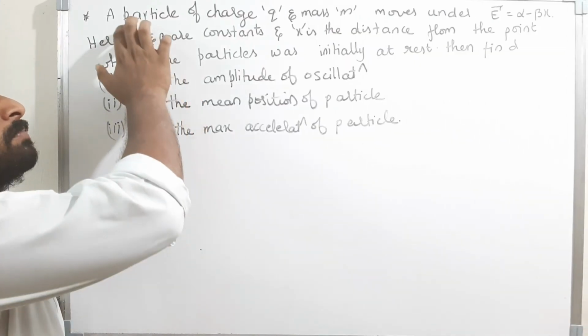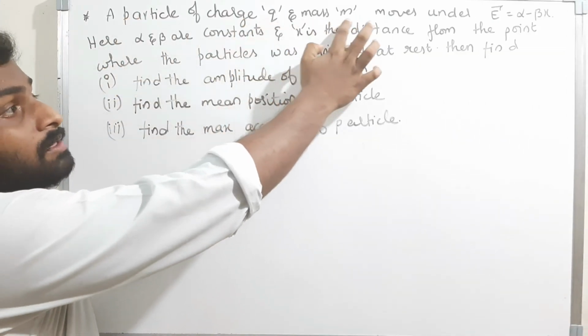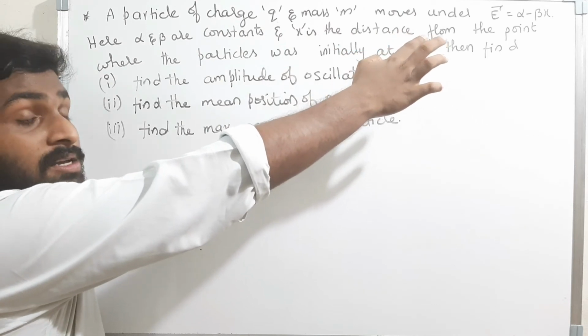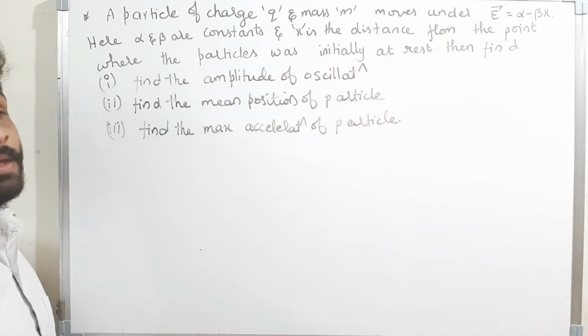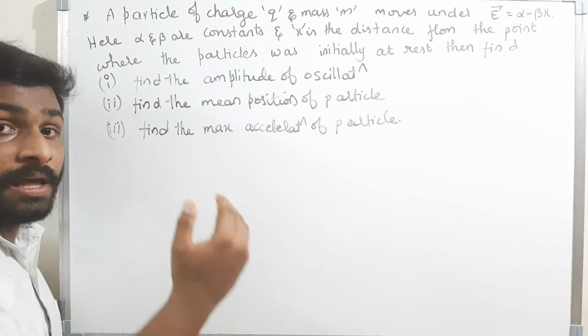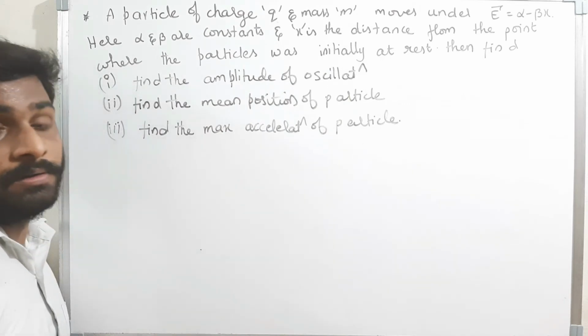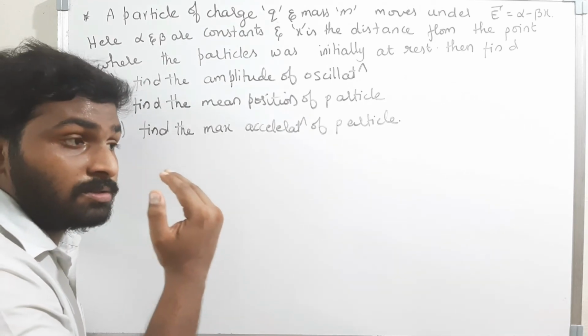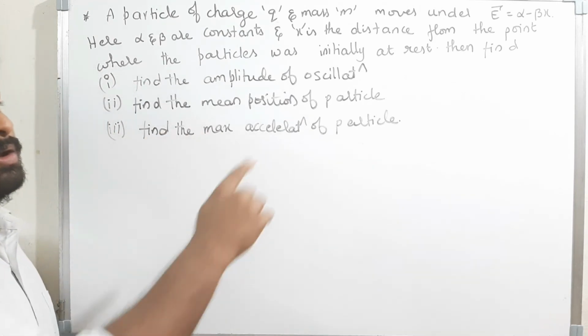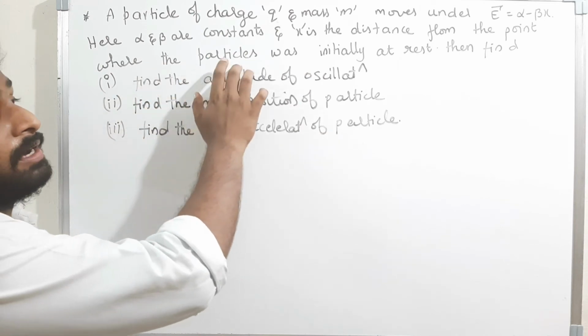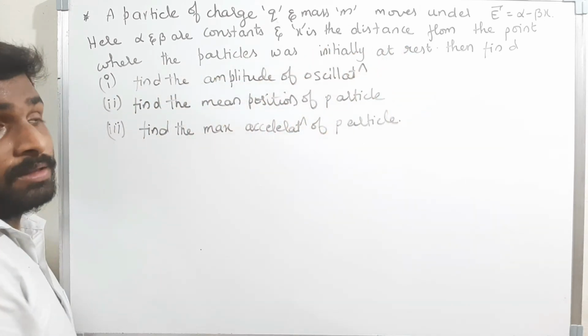Okay, see this question. A particle of charge q and mass m moves under the acceleration alpha minus beta x, where x is the distance. That means the electric field is not a uniform electric field. The electric field changes with respect to the displacement. Now, the particle is initially at rest.